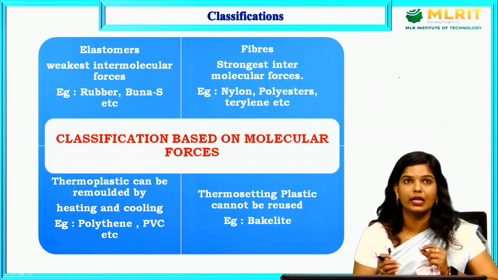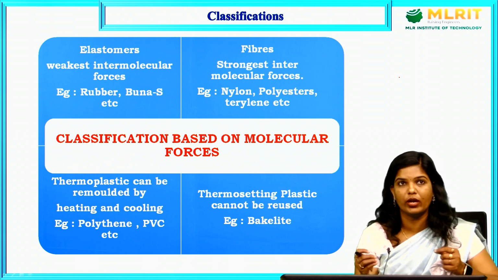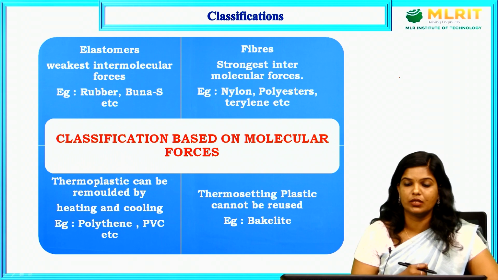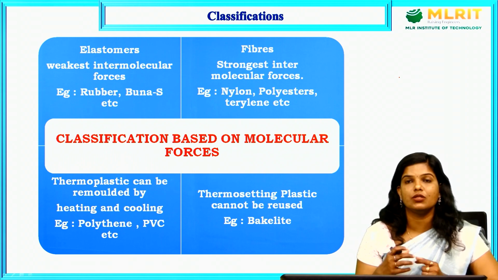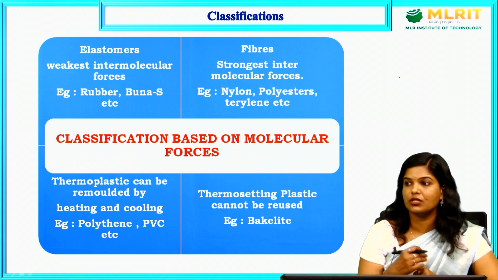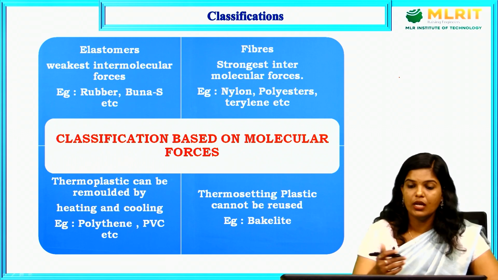It will have an elastic nature, it can elongate but it cannot break. That is known as elastomers. Now fibers have strong intermolecular forces of attraction, so they can be used in applications of textiles mainly. That is fibers.